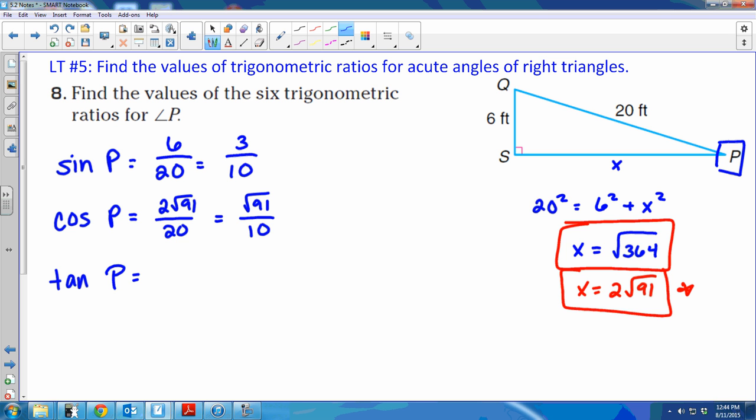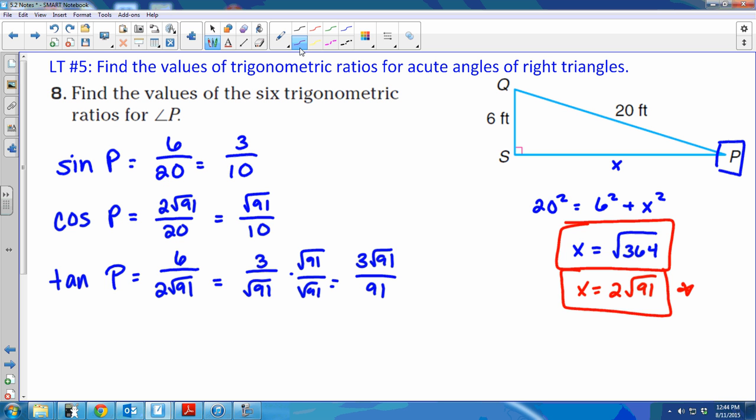And then tangent would be opposite over adjacent. So 6 over 2 times the square root of 91. That does reduce. So I'm going to reduce before I rationalize. So I get 3 over the square root of 91. And then I can rationalize. Pretty easy. Right? We did that before. This is nothing new.